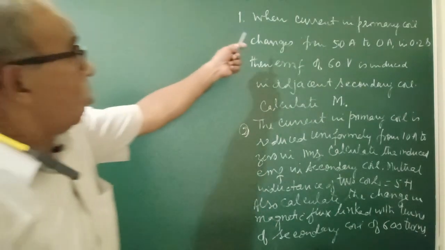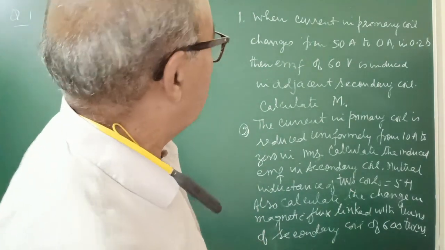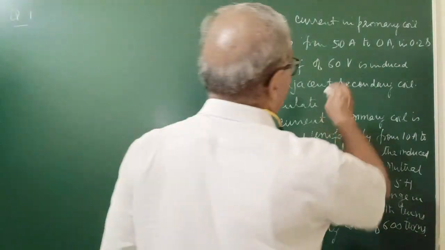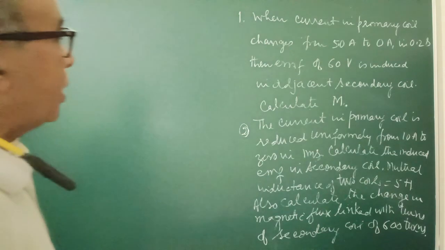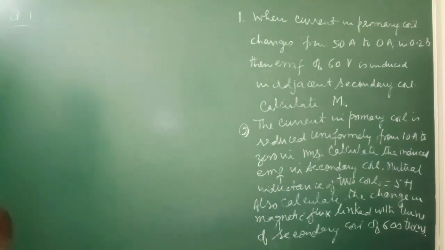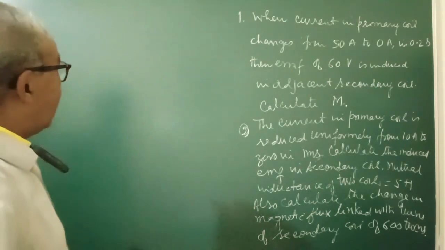Yes, and here are the two questions. One is: when current in the primary coil changes from 5.0 ampere to 10 ampere in 0.2 second, an EMF of 60 volts is induced in the adjacent secondary coil. Calculate M.